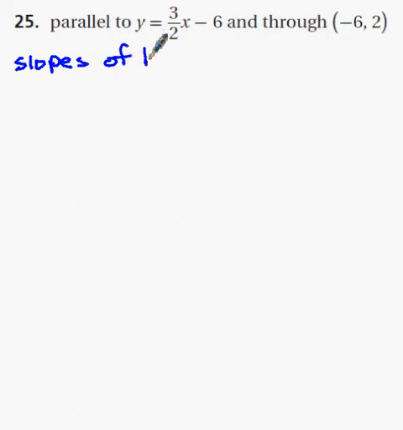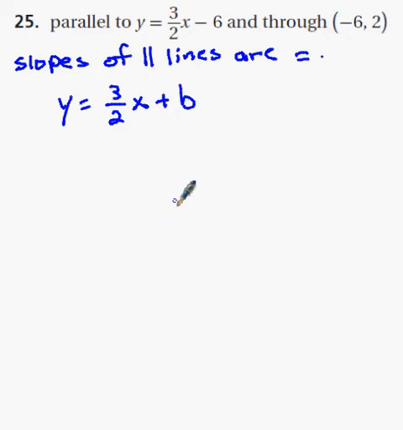the slopes of parallel lines are equal. So our new line is going to contain the same slope as this line, and the slope on this line is 3/2. So our new line is going to contain 3/2 for a slope, and then we're going to go x plus some y-intercept that we don't know.